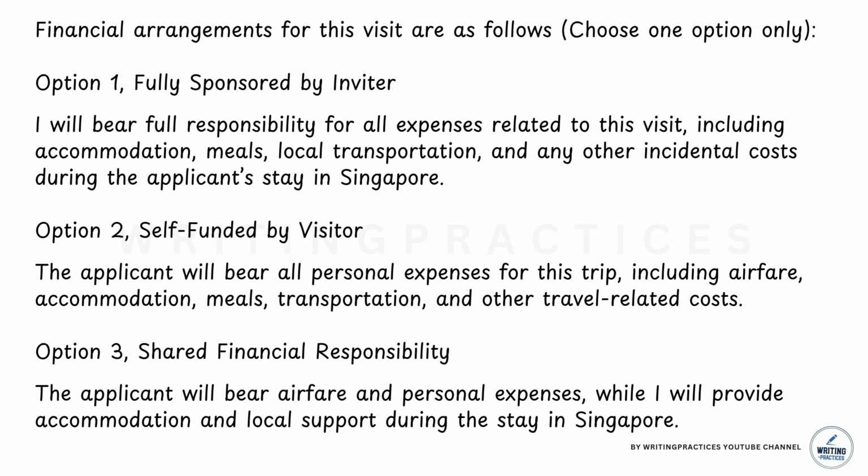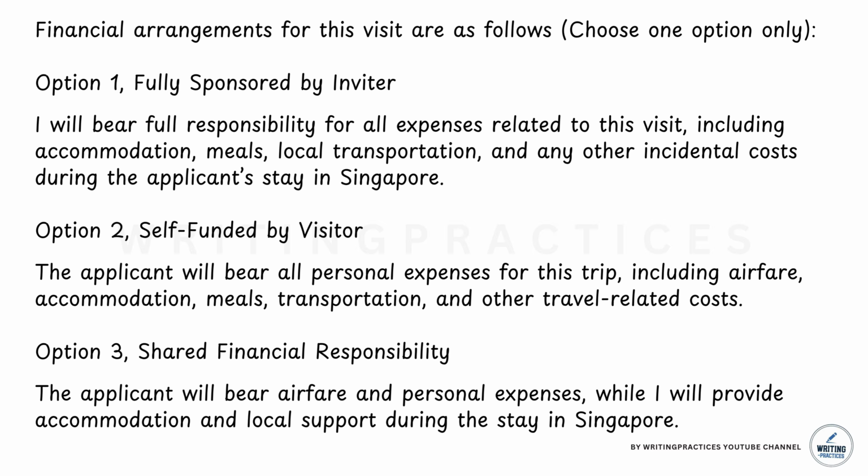Option 2, self-funded by visitor. The applicant will bear all personal expenses for this trip, including airfare, accommodation, meals, transportation, and other travel-related costs. Choose this if the visitor is paying independently. This tells immigration officers that the visitor has sufficient financial means. The visitor will usually need to provide their own financial evidence.